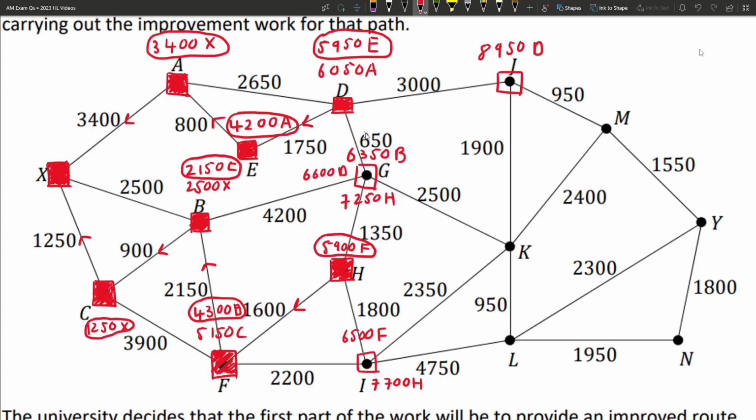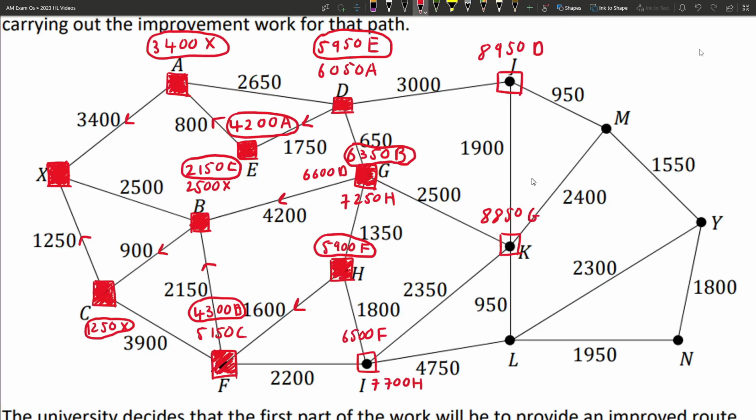Well, 6,350 is the smallest, and that's going to B, so we color in G, draw an arrow down to B, circle the value we're going to use. And now what's connecting to G? Well, it's just K. The rest of them are already complete. Now to get from G to K, it's 6,350 plus 2,500. That's 8,850, and that's via G.